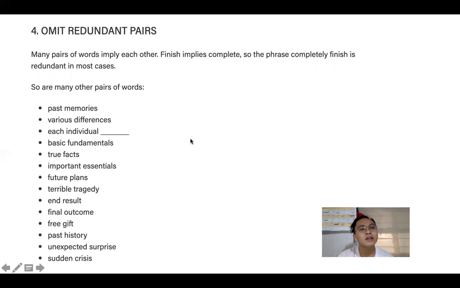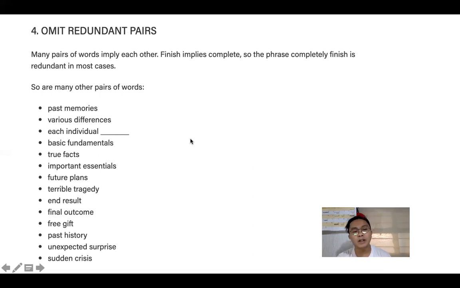So these are the pairs of words that we want to avoid so that we can omit redundant pairs. For example, past memories. Yung memories is already things that happened in the past. So we don't need to say past memories. Or various differences. Various means differences. There are varieties. So differences by itself can mean variety.